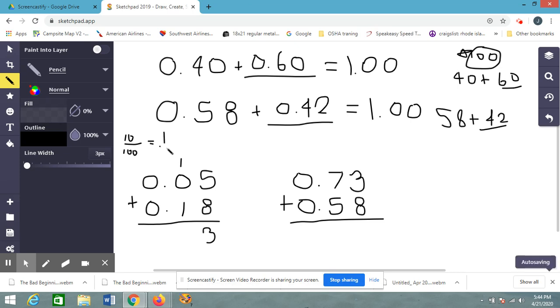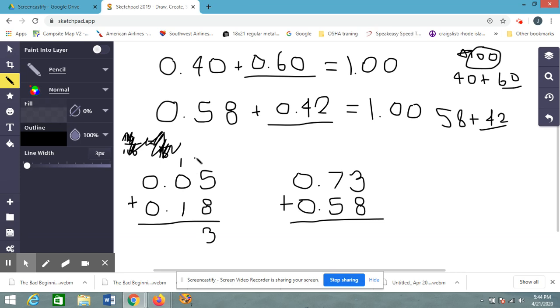Ten hundredths equals 1/10. We proved that to be true in a lot of different ways. I'm just gonna X that out though, so it's not distracting. So we add 5 hundredths plus 8 hundredths equals 13 hundredths. That 3 goes there. The other 10 hundredths become 1/10.